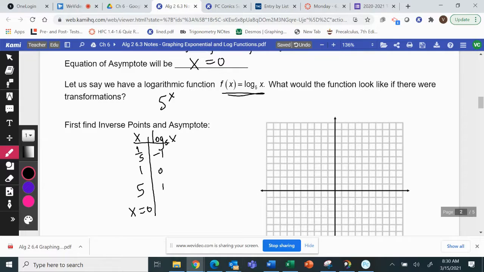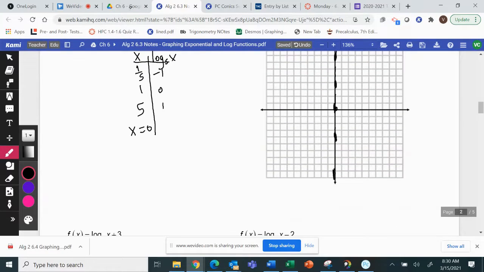So our asymptote this time is x equals 0. That is a vertical line. And you're not going to be able to see it very well because it's black on black. I'll just make it thicker. There you go. And I'll graph (1/5, -1), (1, 0), (5, 1). This is what a logarithm graph looks like.